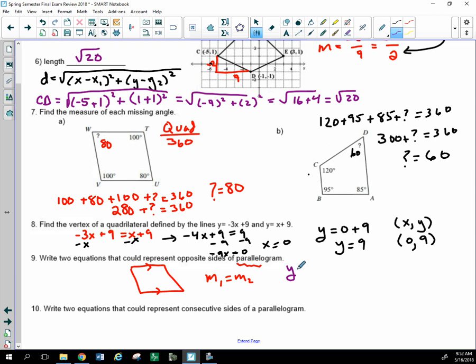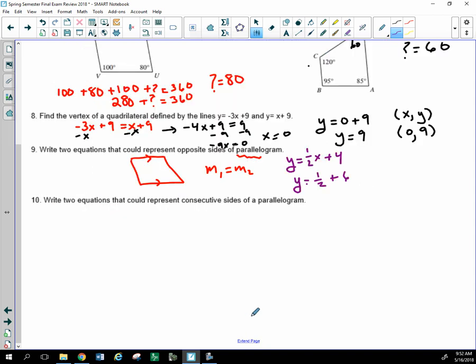So something like, and I can pick whatever slope I want, I'm going to pick a half, and then add 4 for one y-intercept, and a parallel line to that would be the same slope but a different y-intercept. That's just one example. There's millions of examples out there for that one. And then the last one is write two equations that could represent the consecutive sides of a parallelogram. Well, for consecutive sides of a parallelogram, the equations need to have one point of intersection and different slopes.